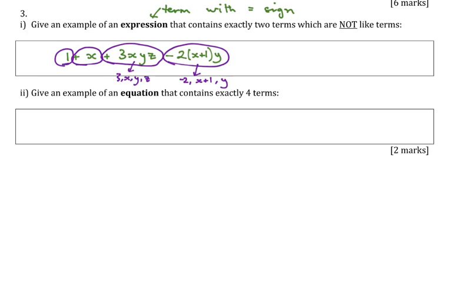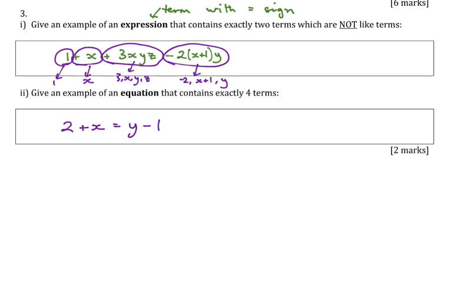Now, I haven't answered the question properly, but you get the idea, I hope. Here, this term is made up of the factor x, and this term is just made up of the factor 1. Okay, this one, write an equation with 4 terms. So 2 plus x is equal to y minus 1. There's 4 terms there, fairly straightforward.